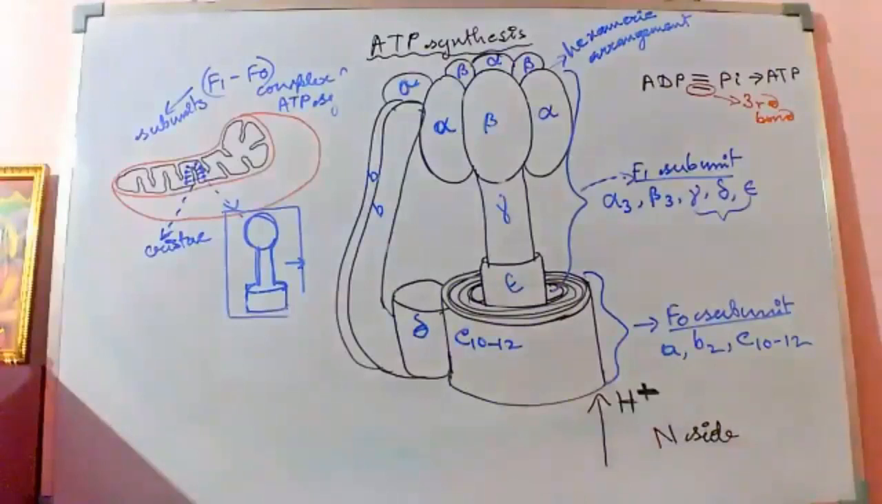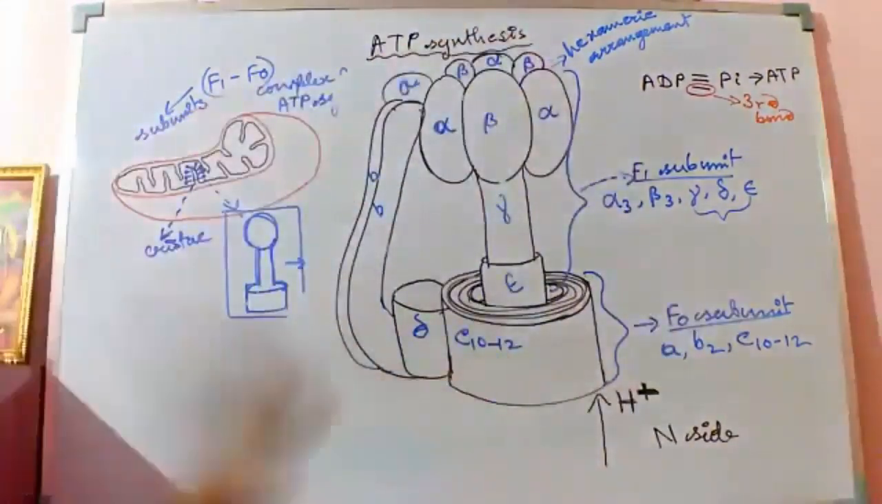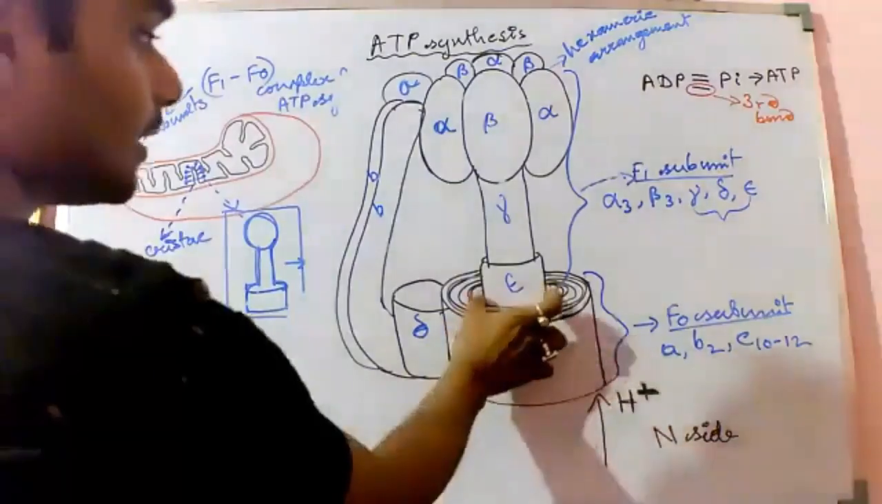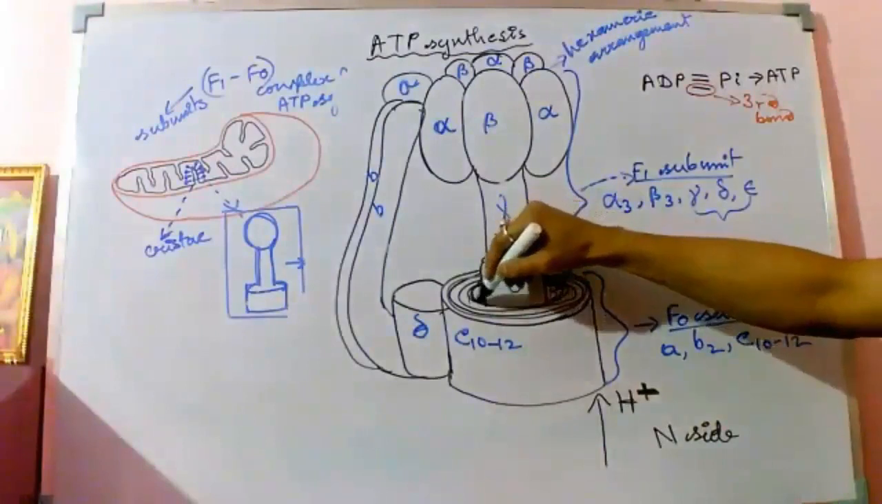Now, in the absence of the F1 subunit, when this entire subunit is not present at all, then this portion that is lying in the center, this portion. So how will it be that it will not be present?